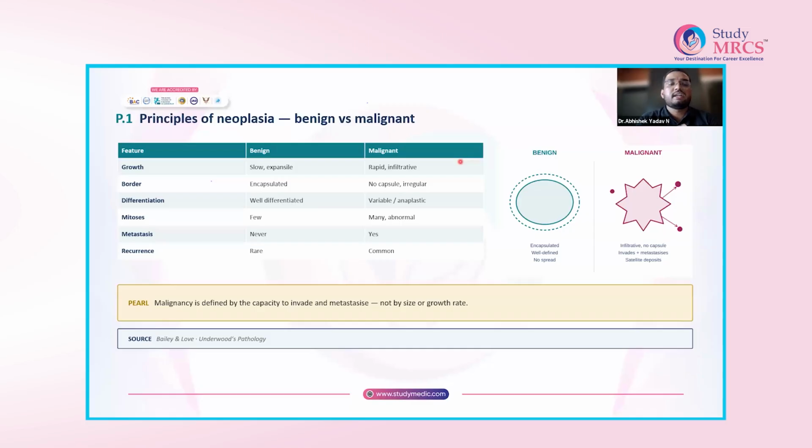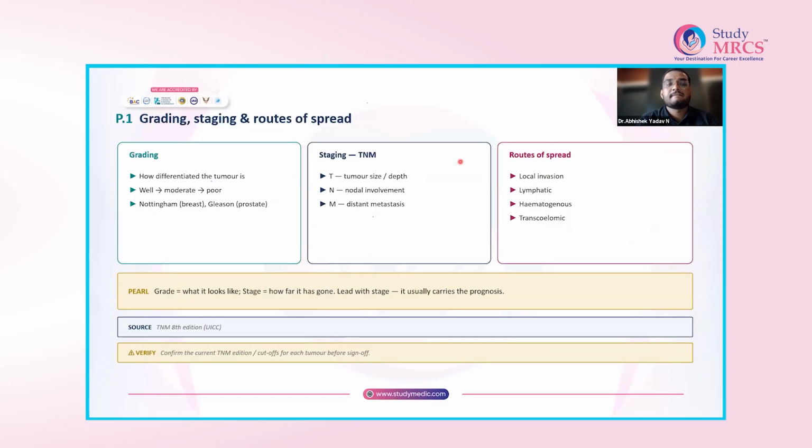So how do we define malignancy? Malignancy is defined by the capacity to invade and metastasize, and not by the size or the growth rate. It's about the ability of a cancer to invade other organs. That is how you say that a particular cancer is malignant. It's not about the size nor about the growth rate. That's a very important thing.